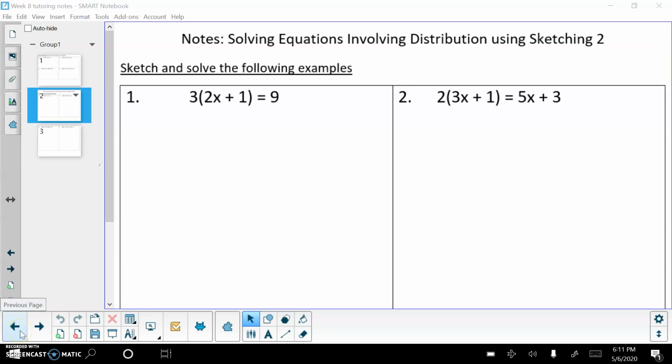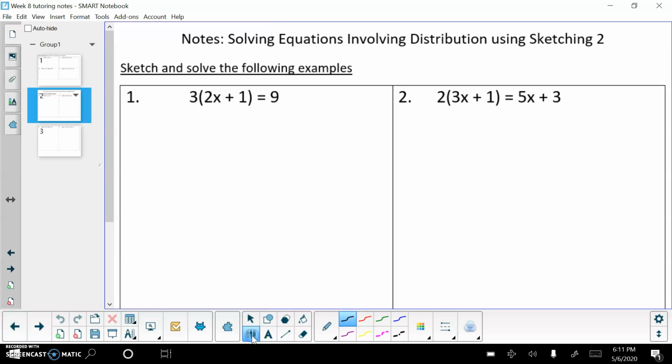Hello, this is our second tutorial for week 8 of distance learning. This is solving equations involving distribution, and we're still using sketching. The previous one was just sketching, just figuring out how to make the first sketches of the problems. Today we're going to sketch and solve it.